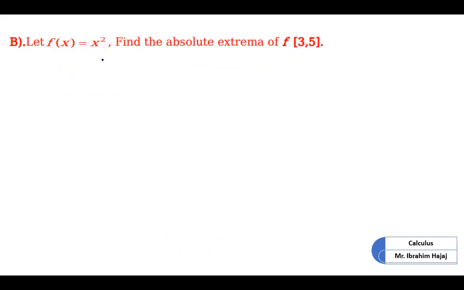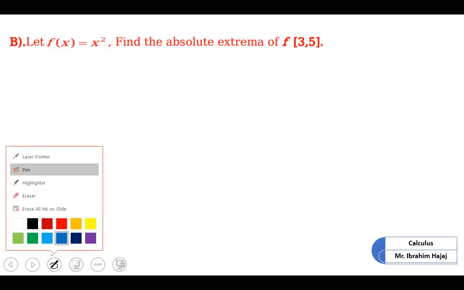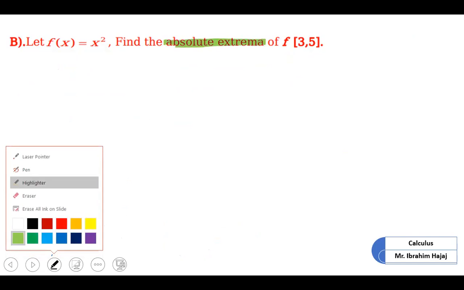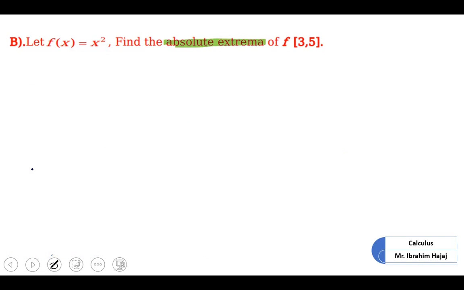Yes, next question. Let f of x equal x squared. Find the absolute extrema of the function f on the closed interval 3 and 5. To find the absolute extrema of any function, we have to follow these steps. We will write 3 conditions here. First of all, we have to find f prime. What is f prime of the function? Which is 2x. It's so easy.